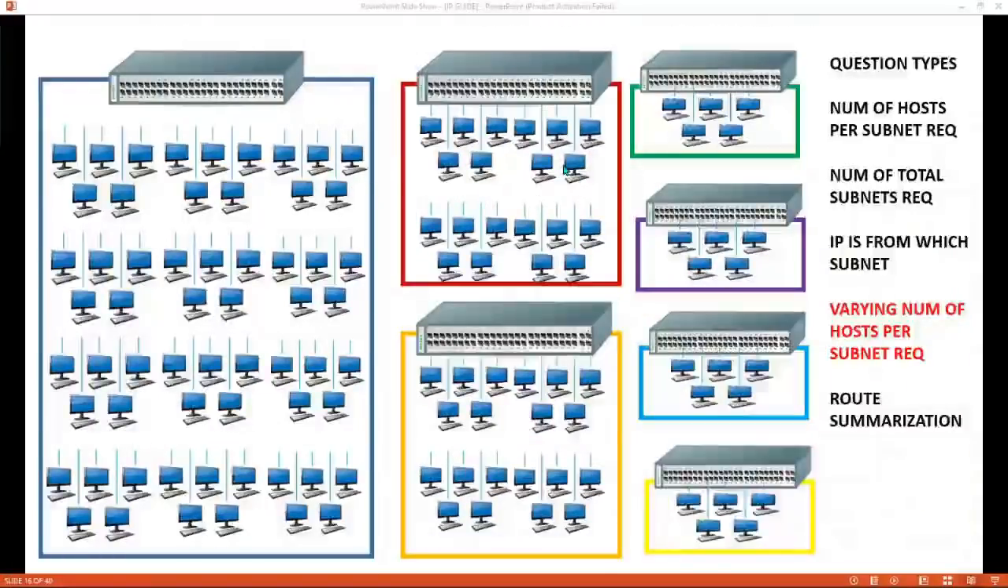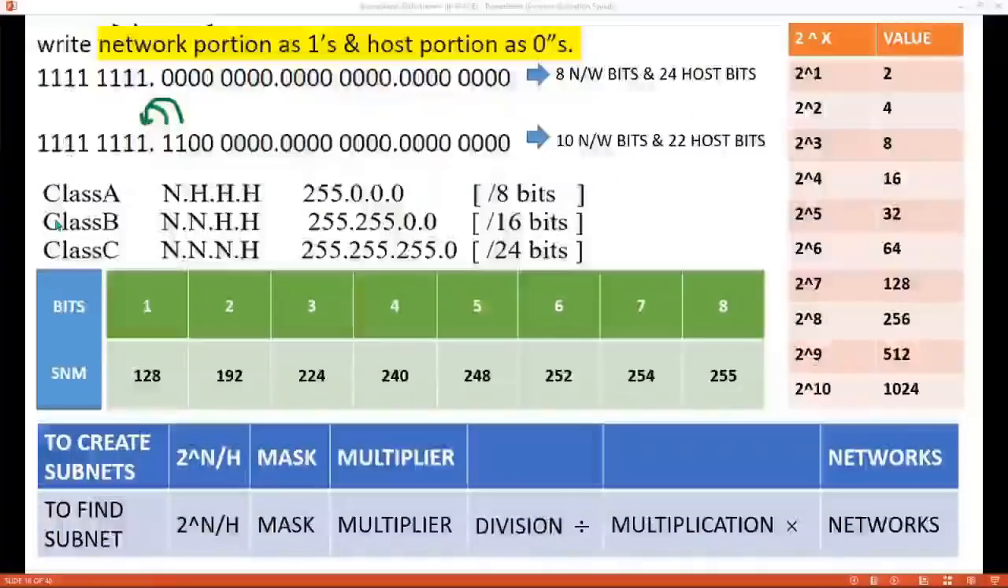Then at last you will have route summarization. For the first 4 types of questions you must do certain calculations and know certain logic, but route summarization is much easier. You just have to write the answers in binary format and find the common digits. It's a little easy, so you don't need to bother about route summarization. Just focus on the first 4 types of questions. So if you remember this right, you can answer all your IP calculations.